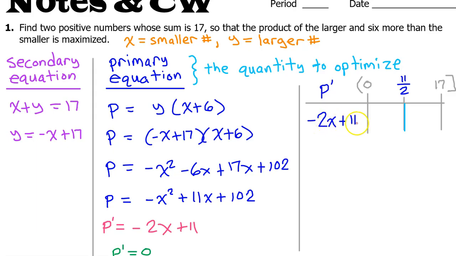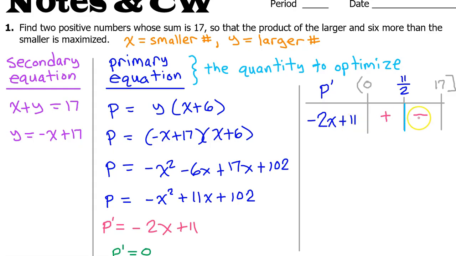This would go away and we would have positive 11. So for values of x less than 11 over 2, this expression will be positive. For values of x between 11 over 2 and 17, this expression will be negative. For example, imagine that you put 7 in here. This would be negative 14 plus 11.